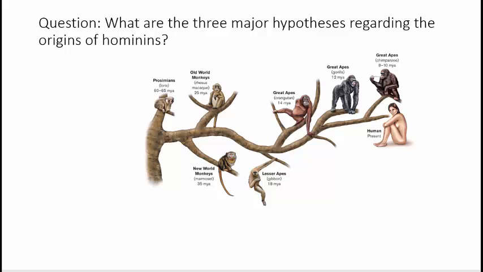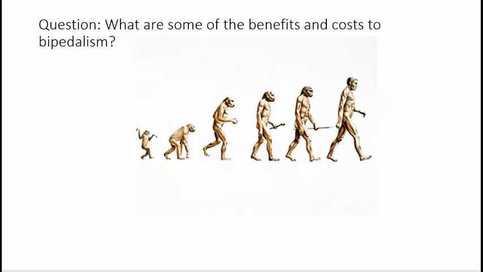Question: what are some of the benefits and costs of bipedalism? Bipedalism has a number of advantages, including being able to see farther, carry food and our children, and run long distances. Eventually, freed hands would enable hominids to create and use tools. However, this feature would require increased brain size, which occurred millions of years after bipedalism arose.